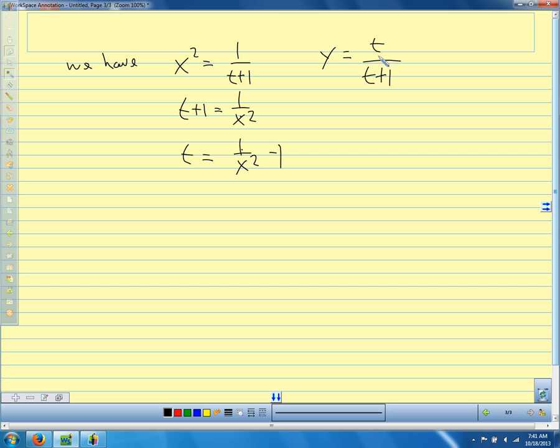And I'm going to substitute that into here. When I substitute, we're going to get something that looks kind of familiar. So we're going to substitute in here for t. y equals 1 over x squared minus 1 over 1 over x squared minus 1 plus 1, right? Let's see, t is 1 over x squared minus 1.